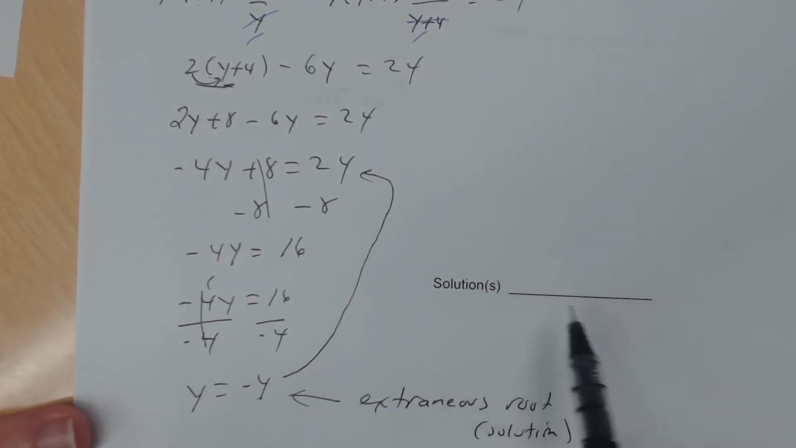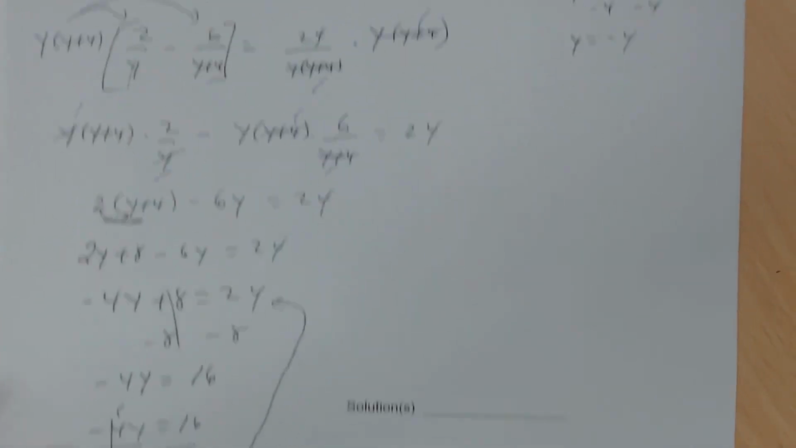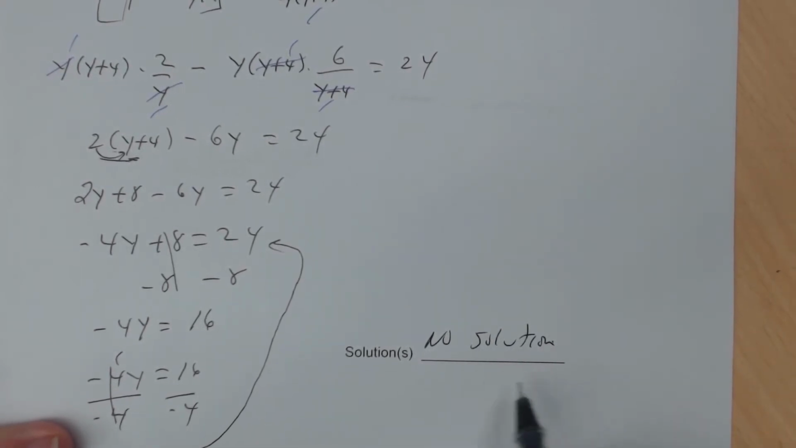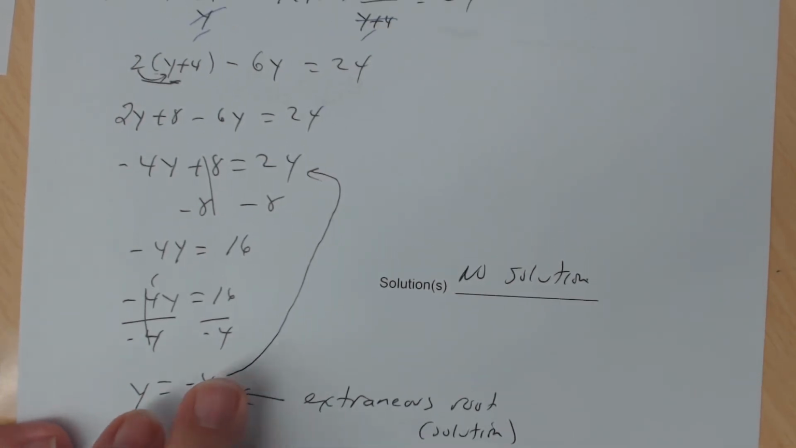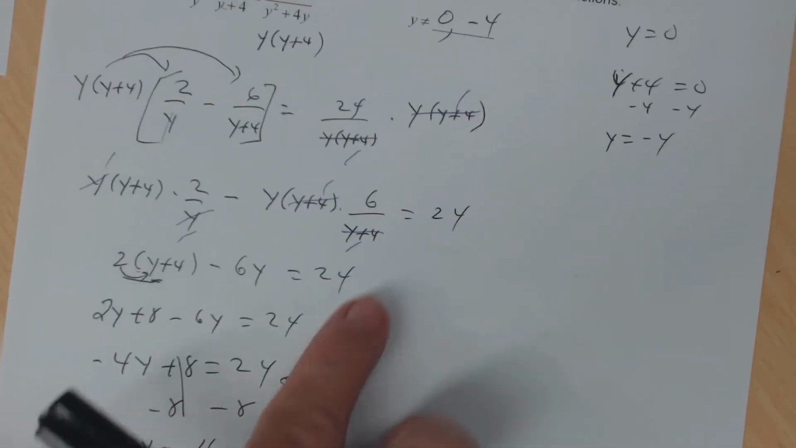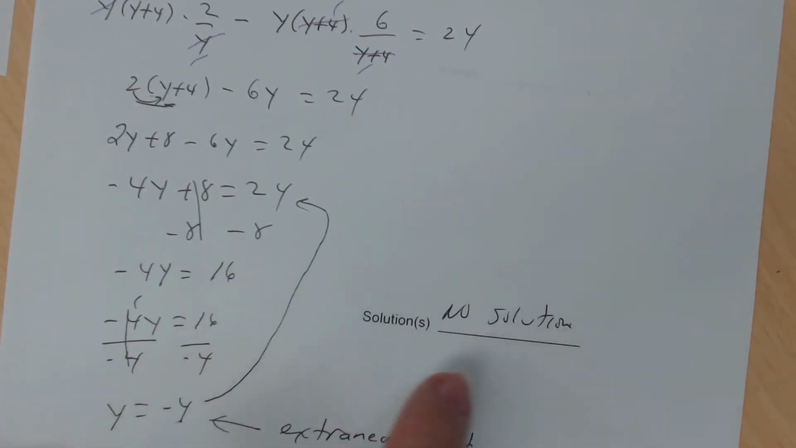All right, now don't ever put the words false solution here. If that was the only number that you got and it's a restriction, it doesn't work, then you just say no solution. Don't say false solution. What we mean when we say false solution is that this right here, y equals -4, is an extraneous root or an extraneous solution or a false solution because it satisfied this one, but it didn't satisfy the original. So we just say, since that's the only one that we got and it was a restriction, we say no solution.